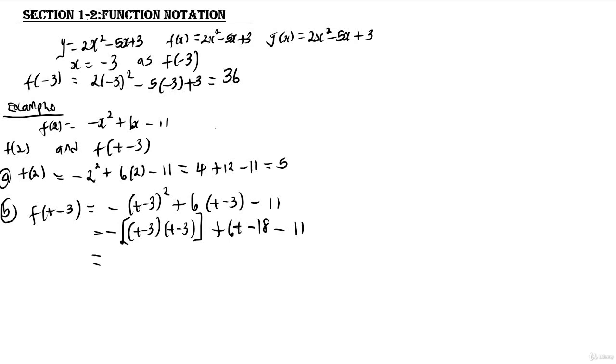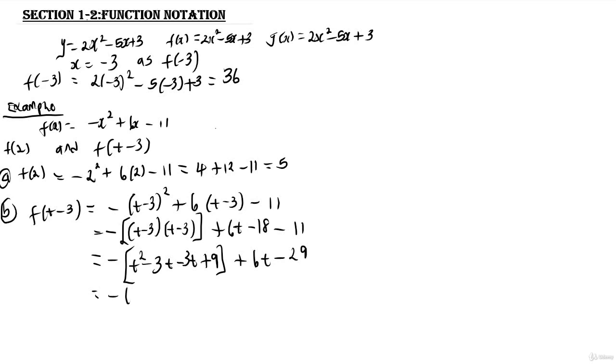So we're going to break this down further. This is going to be minus, so t multiplied by t is going to give us t squared. Basically this t is multiplying everything inside this bracket. Then minus 3 is also multiplying everything inside this bracket. So this will be t squared minus t multiplied by 3, which gives us 3t. Minus 3 multiplied by t gives us minus 3t. Then minus 3 multiplied by minus 3 gives us plus 9. Then this is plus 6t minus 18 minus 11, which gives us minus 29. So basically this minus is going to multiply everything inside this parenthesis.